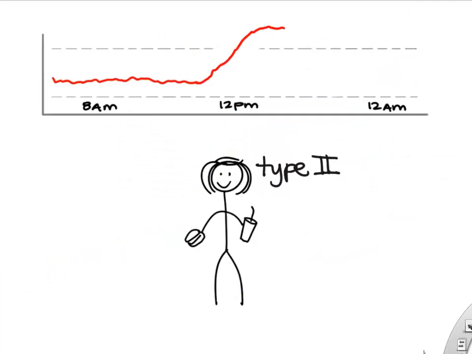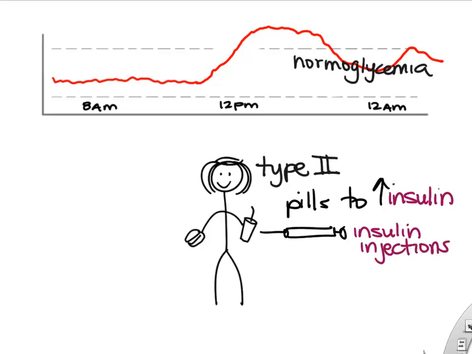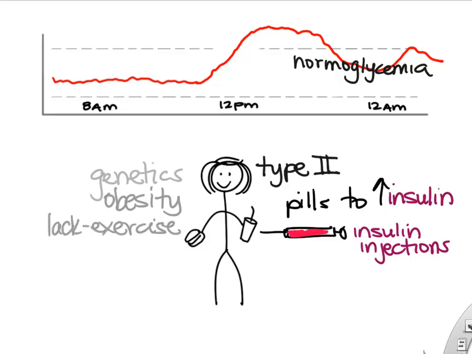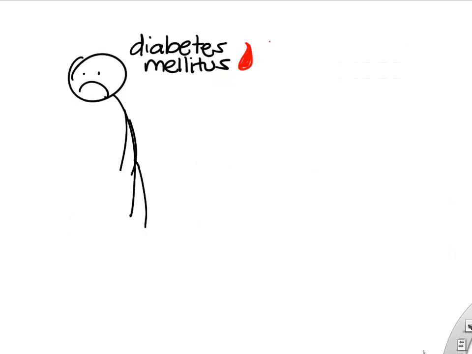So in type 2 diabetes, when the blood glucose spikes and goes up too high, eventually patients will be given pills either to increase insulin secretion or to increase insulin sensitivity of their body cells. If these medications don't work, then the patients have to start injecting themselves with insulin. The causes of type 2 diabetes are probably complex, but obesity and lack of exercise are associated with type 2 diabetes. It used to be called adult onset diabetes, but kids get it too, so we really just have to call it type 2 diabetes, and people at any age can get it.